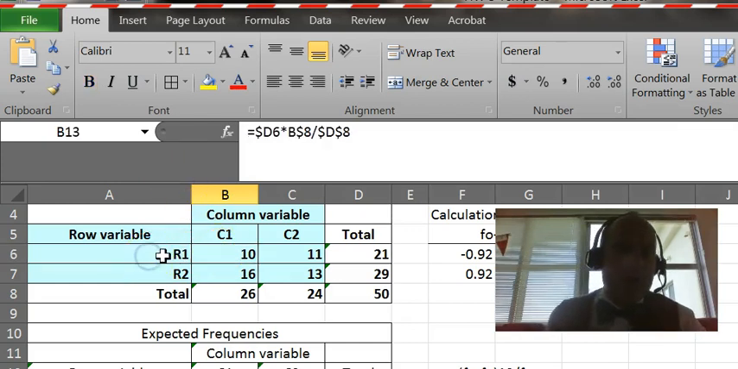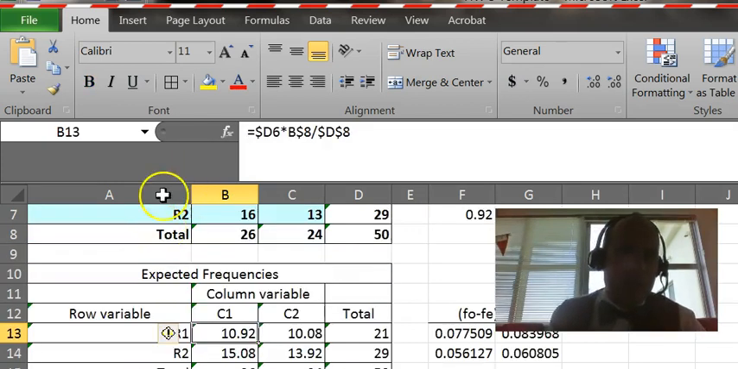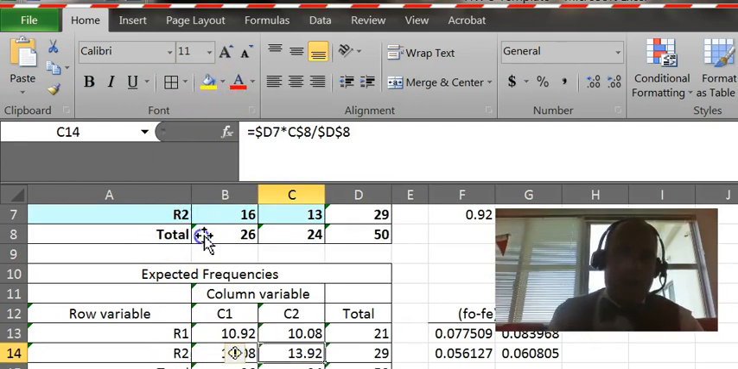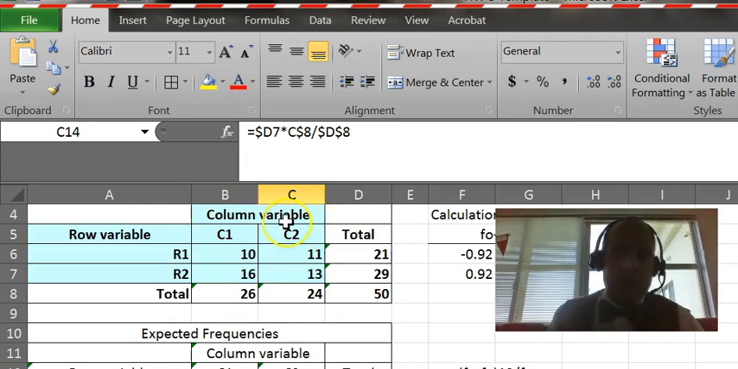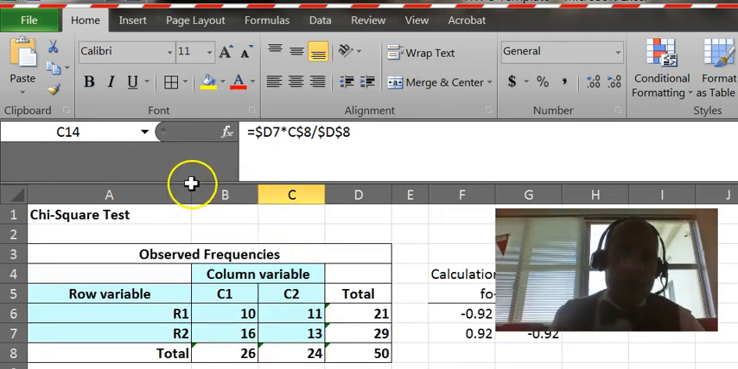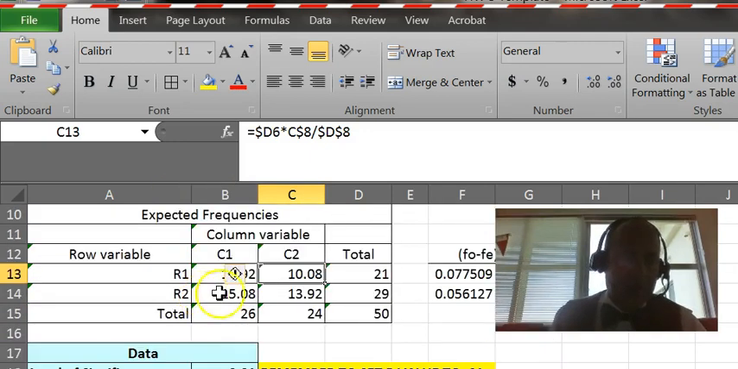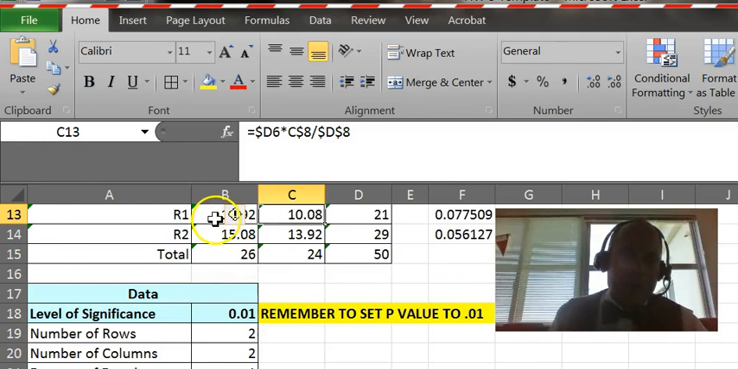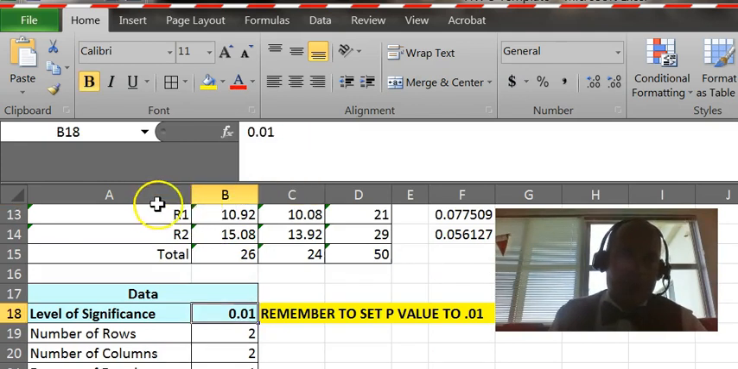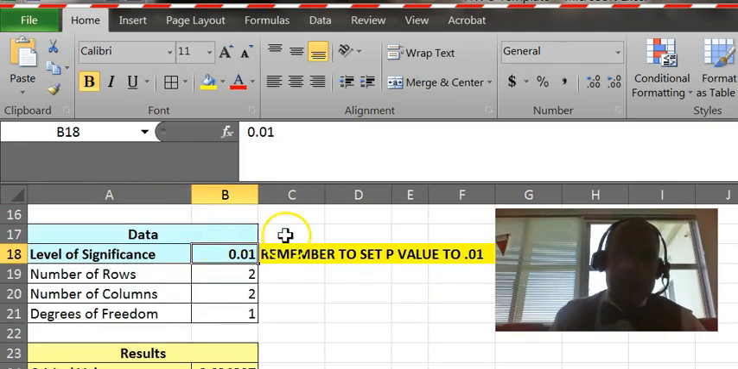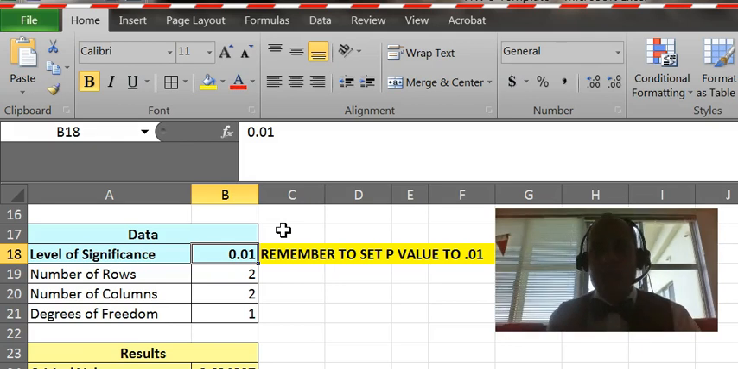So what I like about the calculator is it gives you the expected frequencies, and when you click on each of the cells you can see the formulas for how those expected frequencies are computed. And again, this analysis is comparing the observed against the expected frequencies. Remember, this is huge. Change your p-value to 0.01 because the problem is telling you to do that. And again, this is a chi-square because there are 2 categorical variables being compared here.